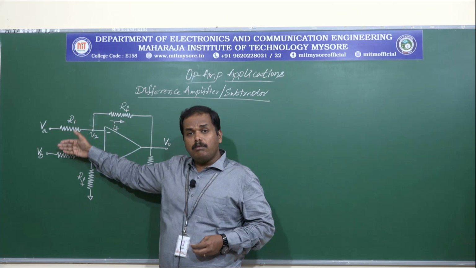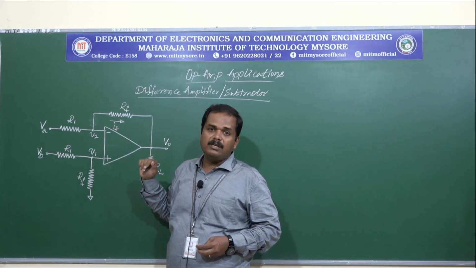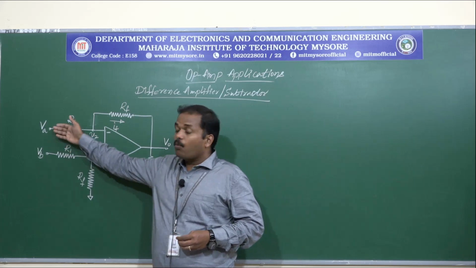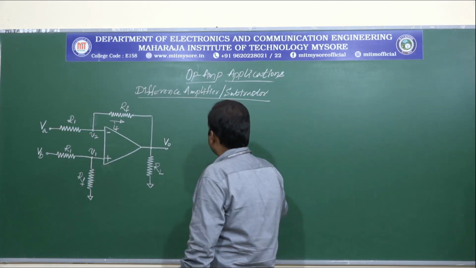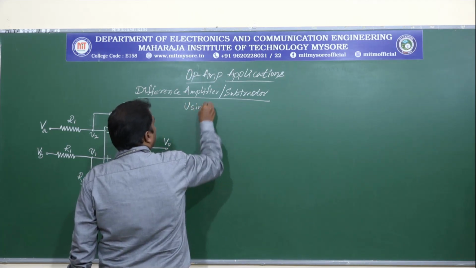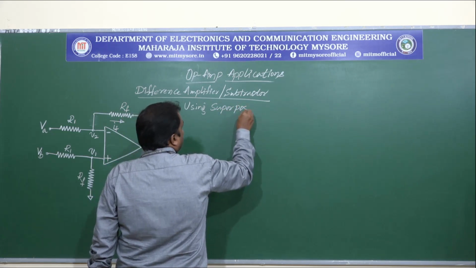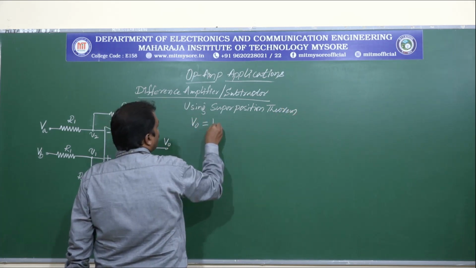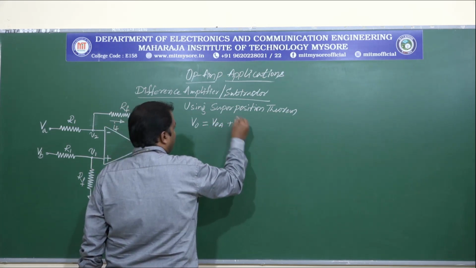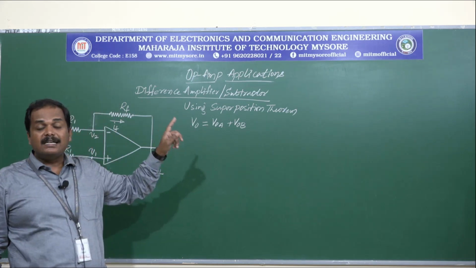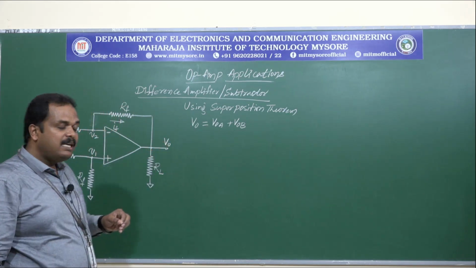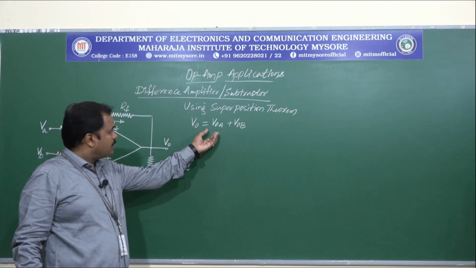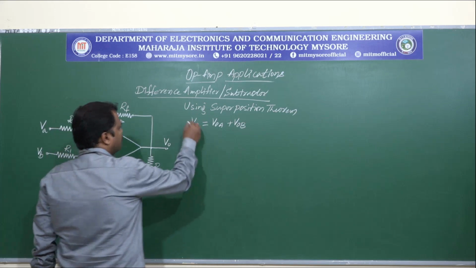Now because we have two input sources connected to two different input terminals, we will be using the superposition theorem, which allows us to determine the outputs considering one input at a time. So using superposition theorem, we can write V0 is equal to V0A plus V0B, where V0A is the output considering VA input alone and V0B is the output considering VB input alone. Let us determine the output expressions for V0A and V0B.